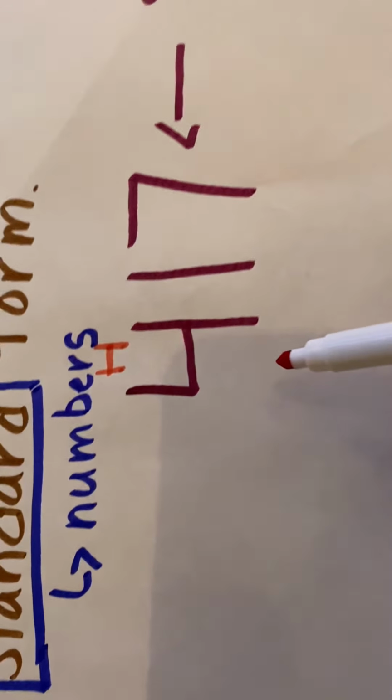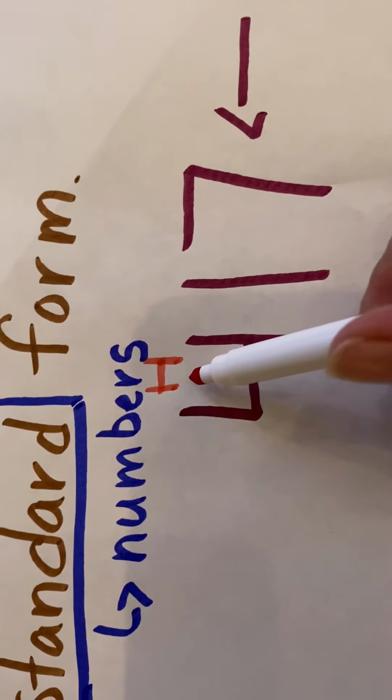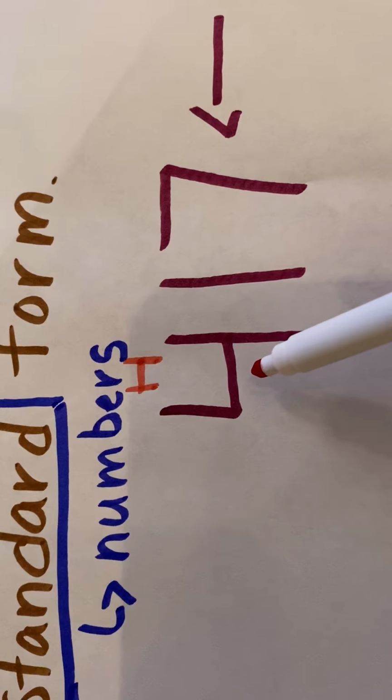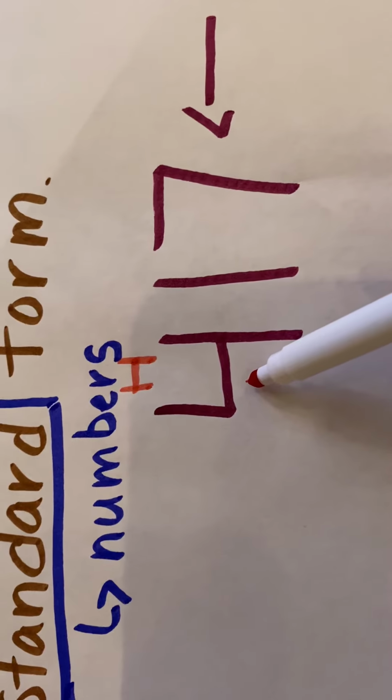And I'm gonna write the value of the number 4 in the hundreds place. I know that this is worth 100. I see the number 4, so that means it's going to be 400.